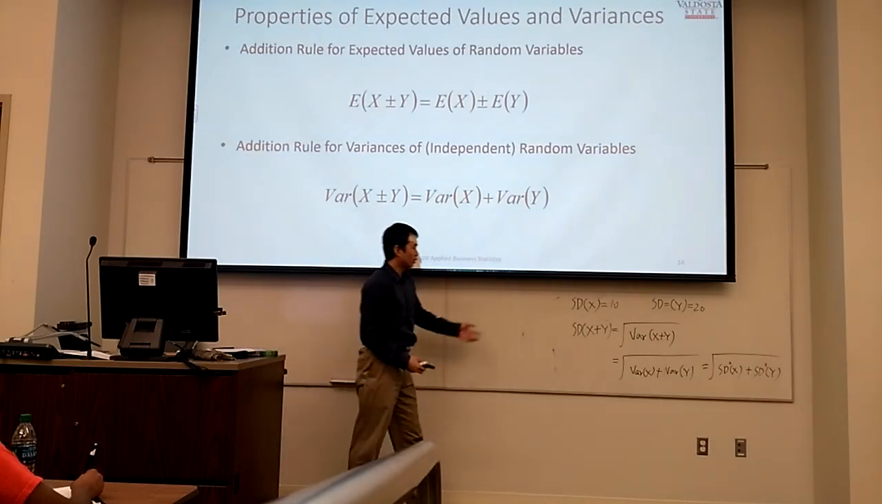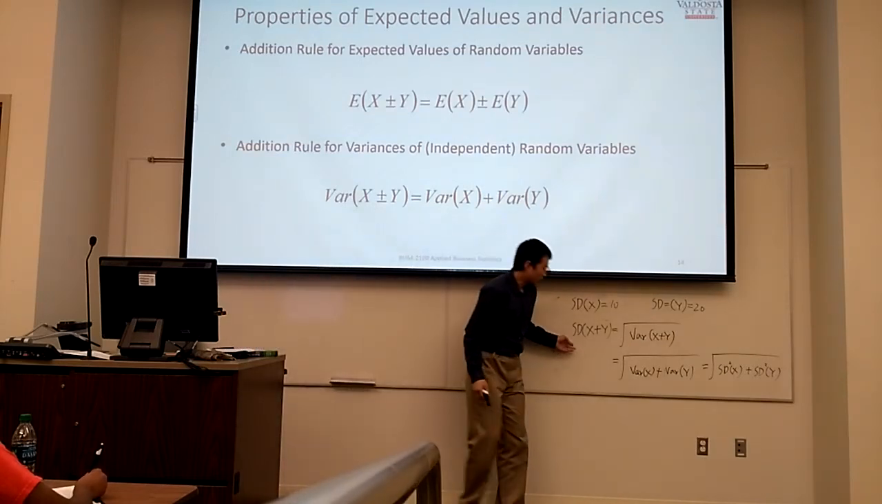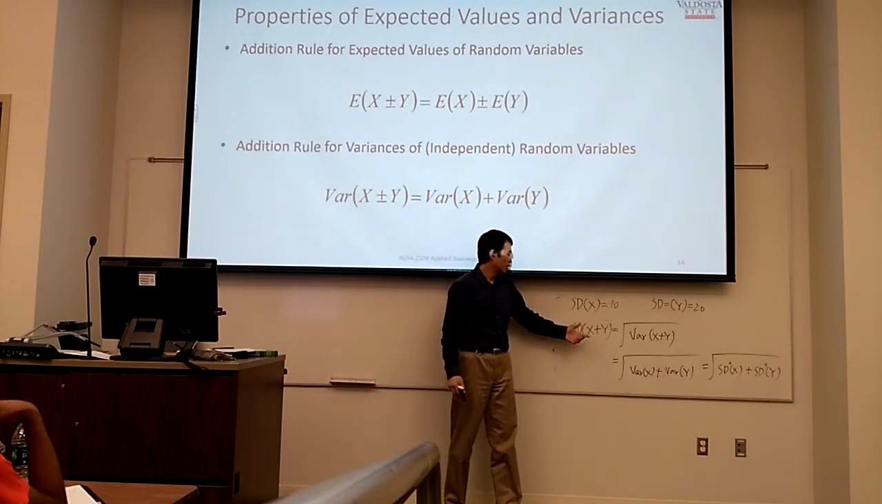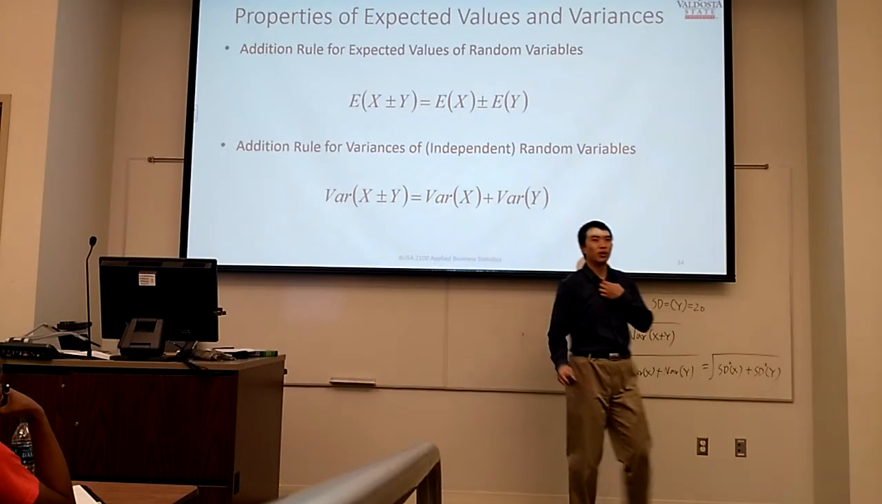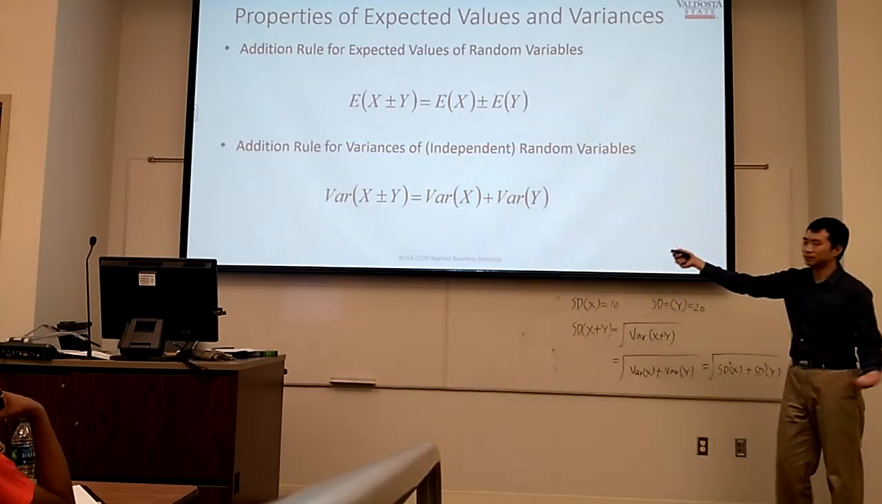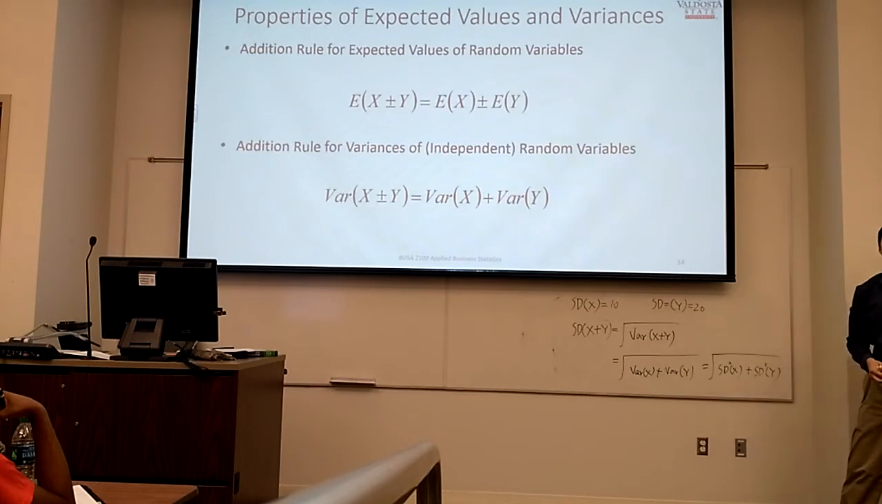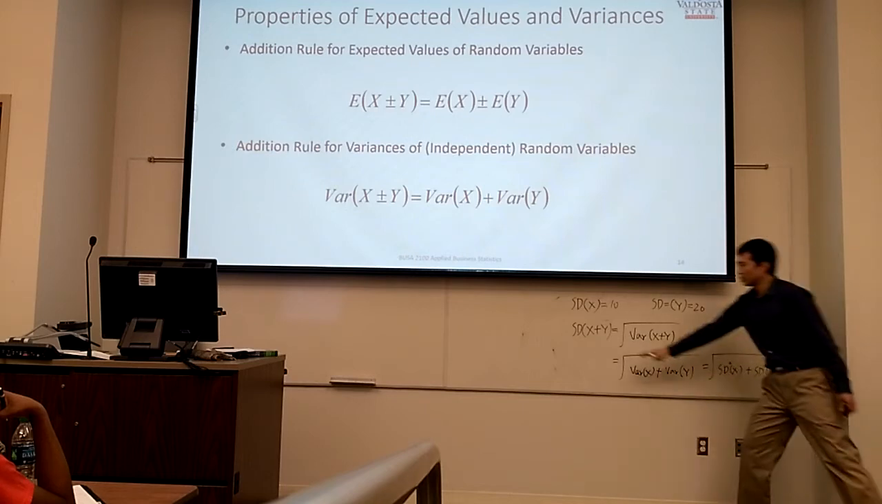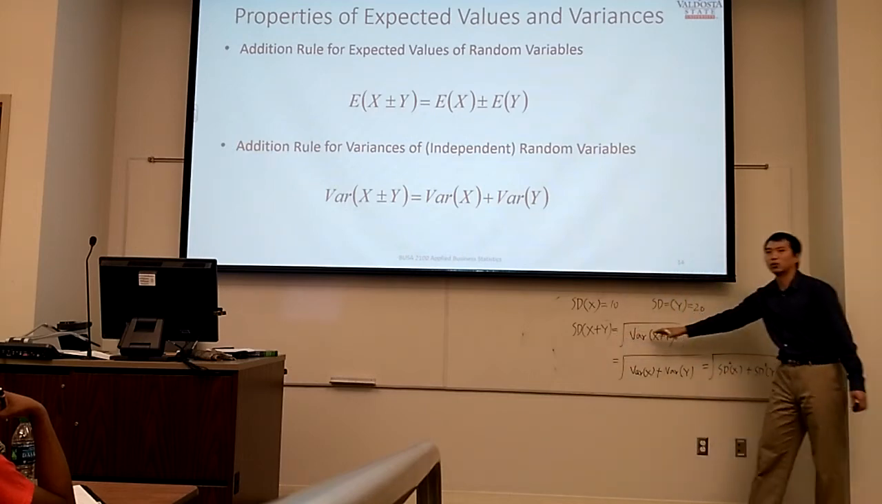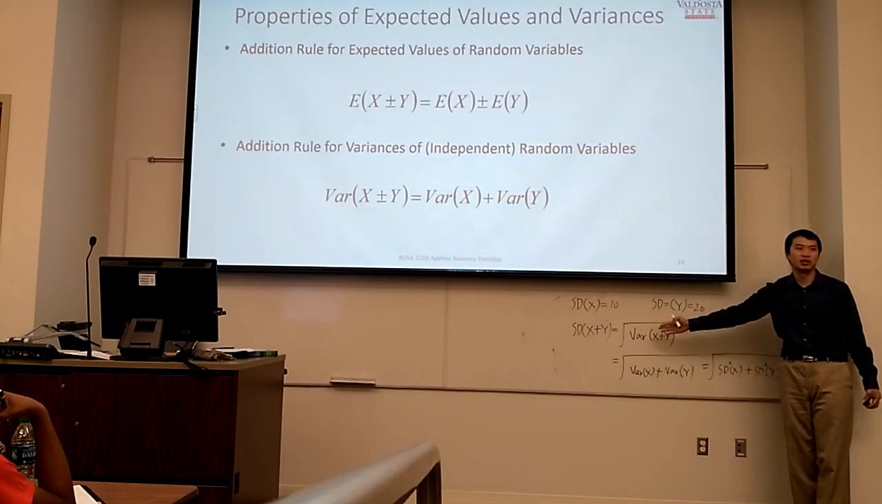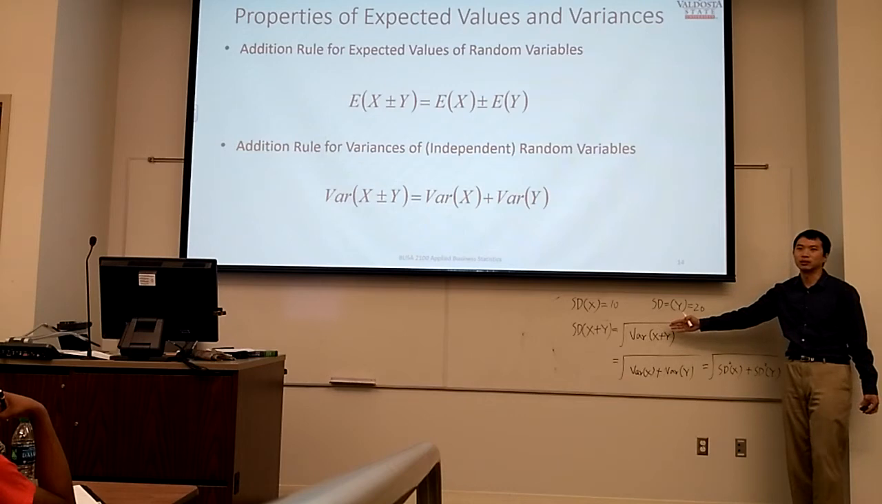So if we are talking about the standard deviation of the sum or the difference of two random variables, we don't have a direct property. We have the property for the variance, but we don't have the property for standard deviation. But we know the relationship between the standard deviation and the variance. So this is equal to the square root of the variance of x plus y, because this is the definition of the standard deviation, right?